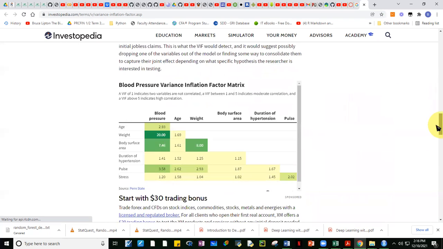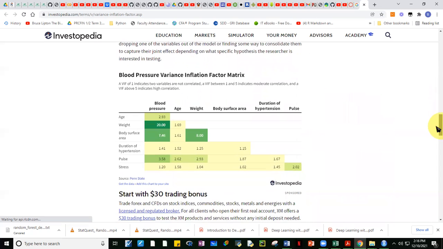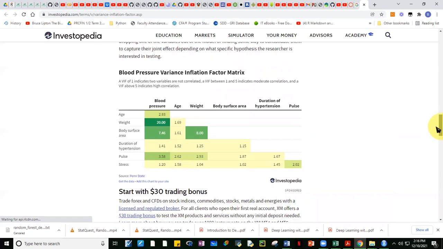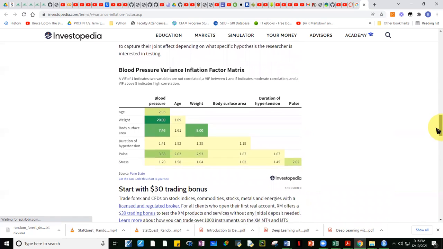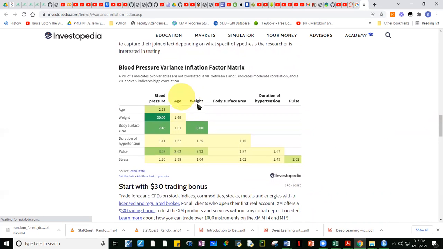Okay, ito. Dito ang ginagamit niya 5, no? So iba-iba yung factors na ginagamit. Here, VIF of 1 indicates two variables are not correlated. Okay, so ito yung VIF table. A VIF between 1 and 5 indicates moderate correlation, and a VIF greater than 5, high correlation, kung may multicollinearity.